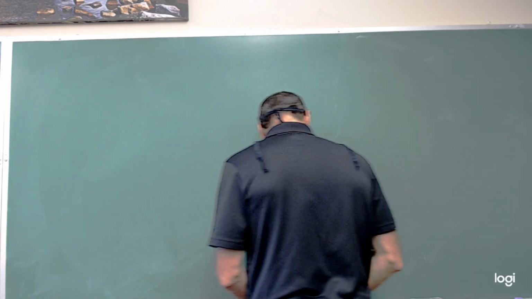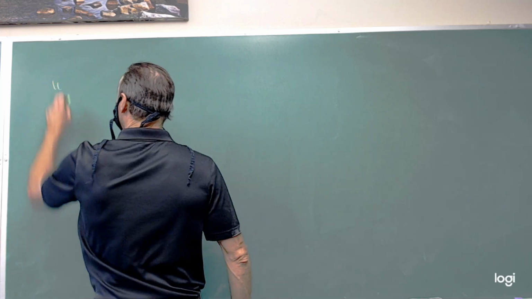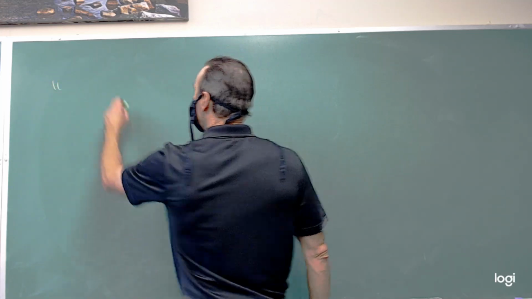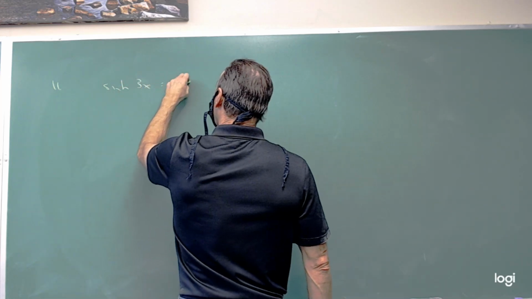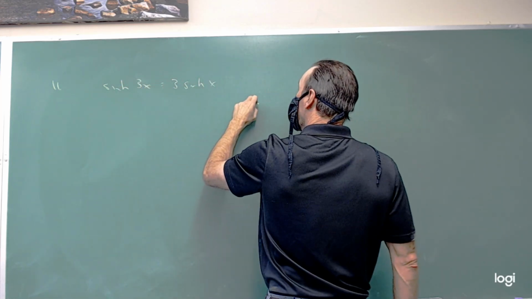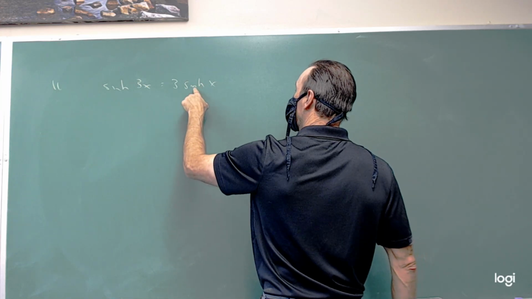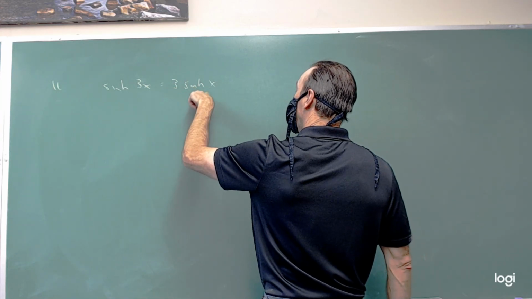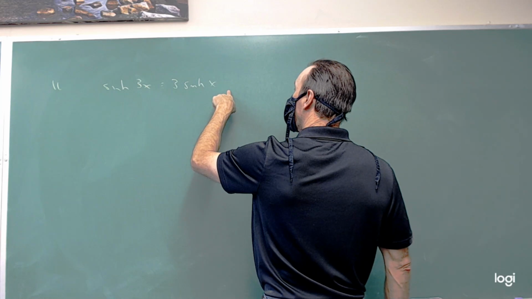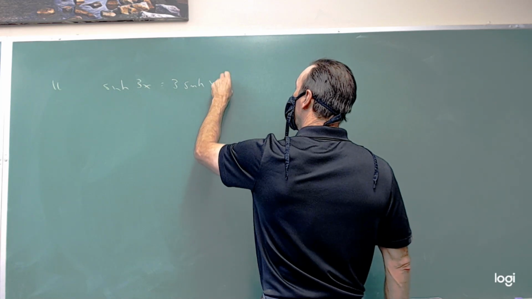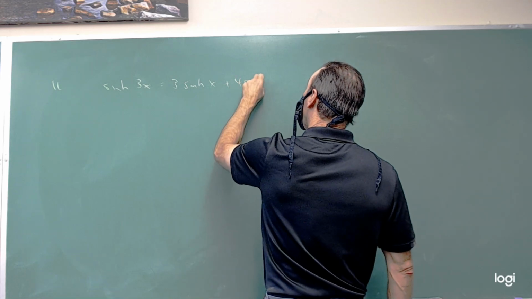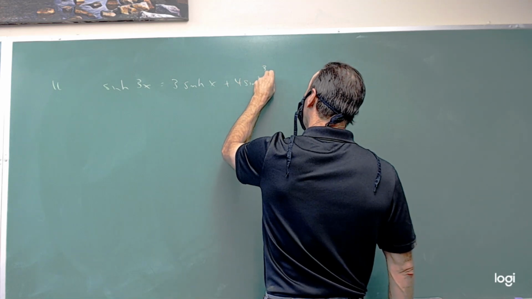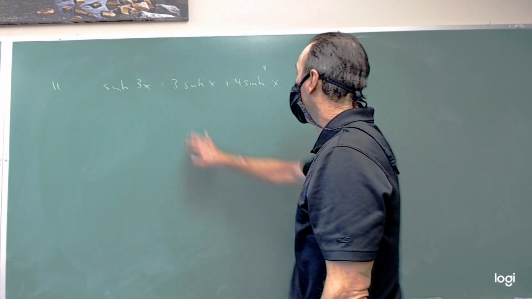Can we do number 11? Can you tell me what that is? It's sinh of 3x equals 3 sinh of x plus 4 sinh of x. So that's hyperbolic sine, or you can call it sinh. So 3 hyperbolic sine of x. What was the last part of that? Plus 4 sinh cubed, hyperbolic sine cubed of x. Are these right?